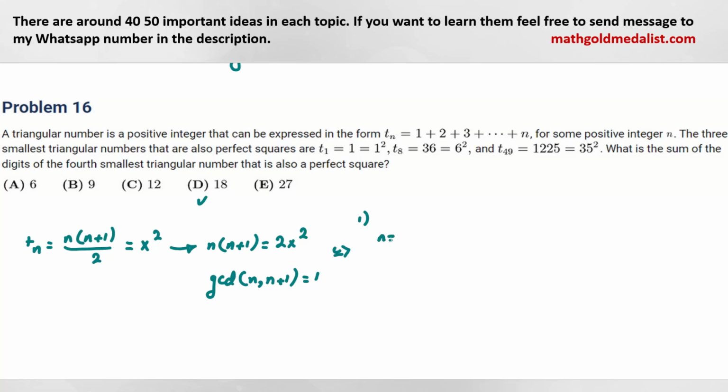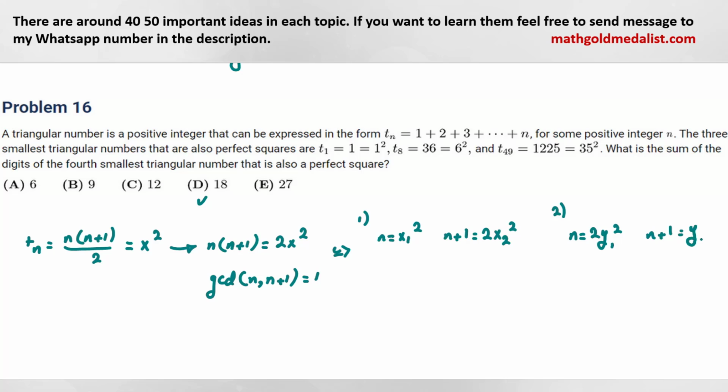n is x1 squared. And n plus 1 is what? 2x2 squared. Yes, good job. Case 2 is what? n is 2x1 squared. And because we have x1, x2, let's use new variables: 2y1 squared, right? And n plus 1 is what?